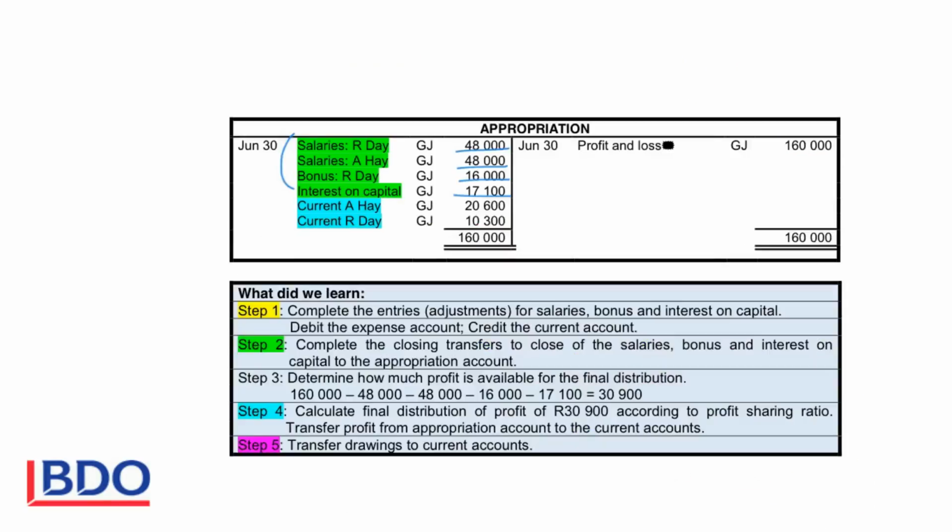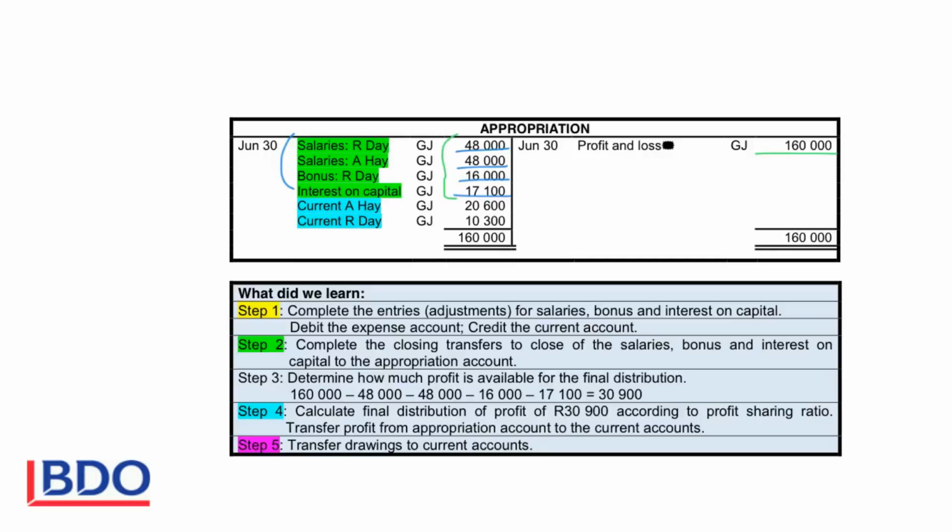If we look at the appropriation account, the profit that we made was 160,000. This is the profit after all normal income and expenses were taken into account. The expenses that are paid to the partners don't go to the normal profit and loss. That is deducted in the appropriation account. So I will take the 160,000 and I will deduct all these expenses that must be paid to the partners. Then I take the 160,000, deduct it, and that will give me a closing balance of 30,900.